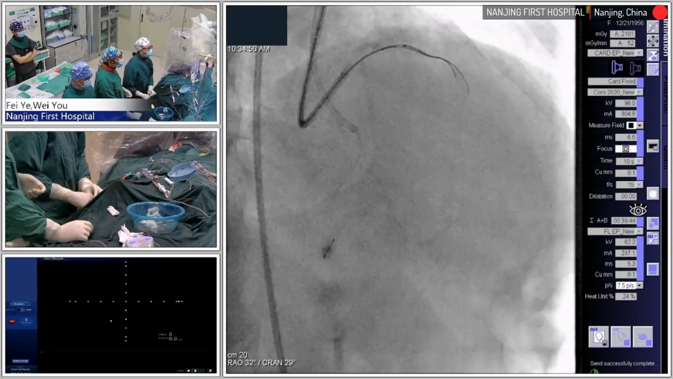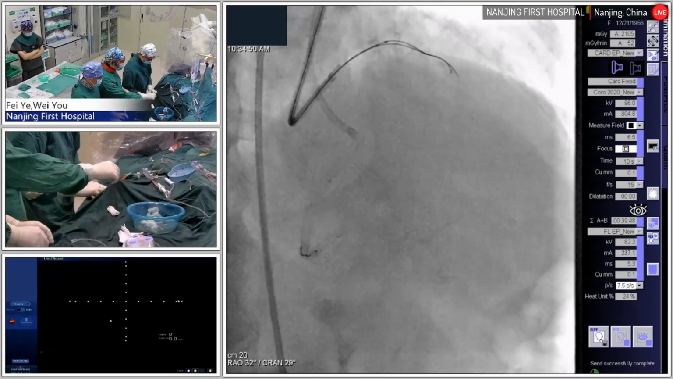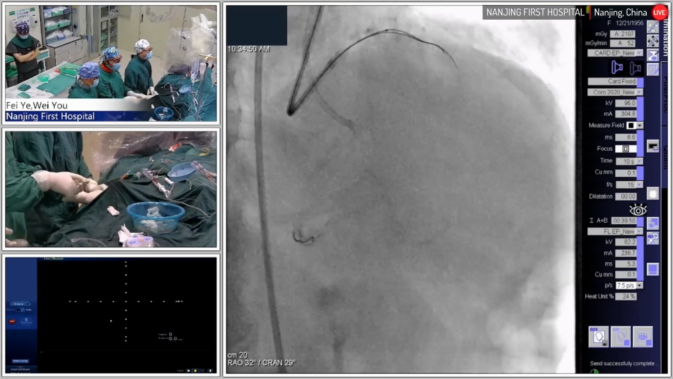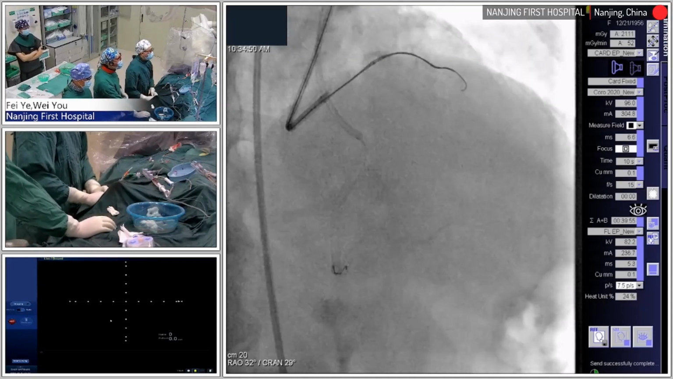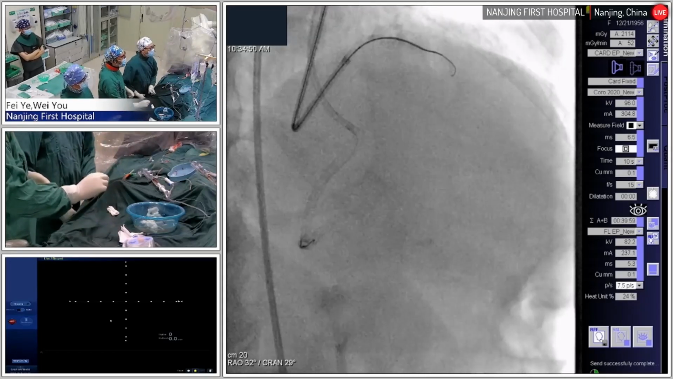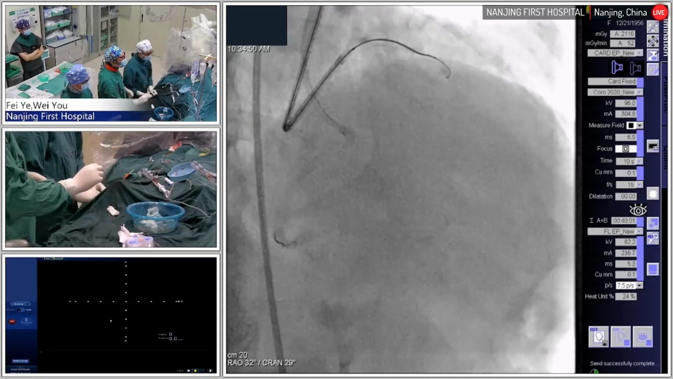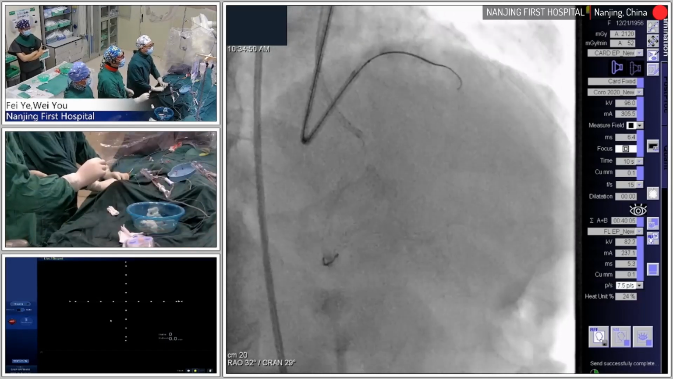Just leave the two wires here. Give me the 2.5 balloon. Use the trapping to retrieve this one. Already. Just prepare the 1.7 Chinese domestic microcatheter, also used for the retrograde. The 1.7 of the Asahi Caravel, please.